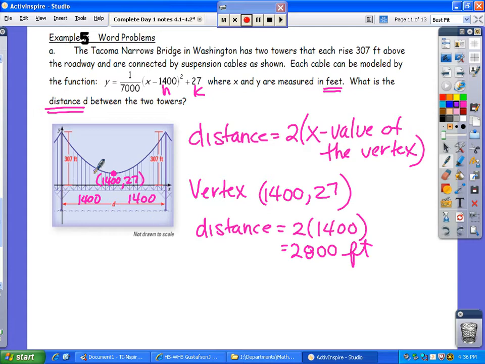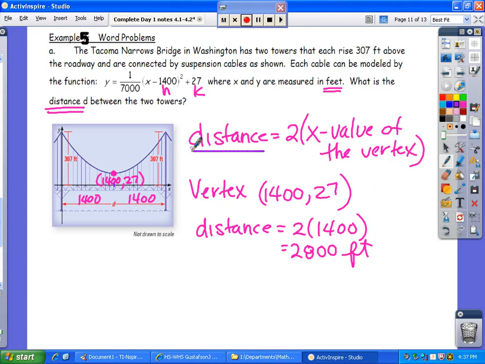All right, well, think about this. The low point here is the vertex, which, since this is in vertex form, our h is 1400 and our k is 27. Well, the vertex divides your graph in half. So that means from the beginning to the middle is going to be 1400. And then from the middle to the other side is going to be another 1400. So the distance can always be found by taking 2 times the x value of the vertex.